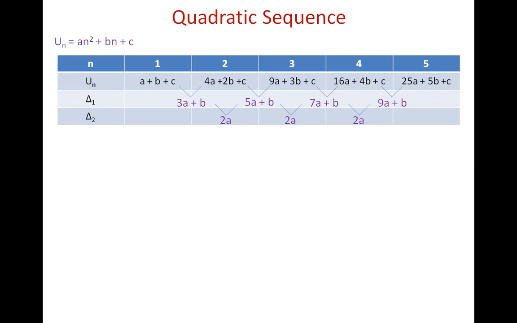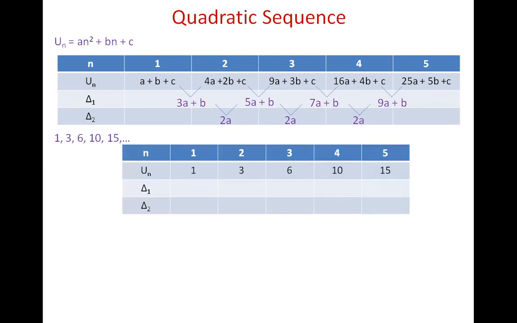One example will make the formula clear for a quadratic sequence: 1, 3, 6, 10, 15. First we need to construct a table with the n values and un values respectively. Delta 1 we have to calculate: 3 minus 1 is 2, 6 minus 3 is 3, 10 minus 6 is 4, 15 minus 10 is 5. Delta 2, the second difference: 3 minus 2 is 1, 4 minus 3 is 1, 5 minus 4 is 1.